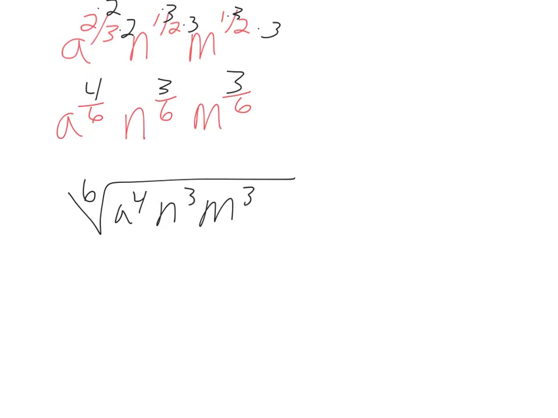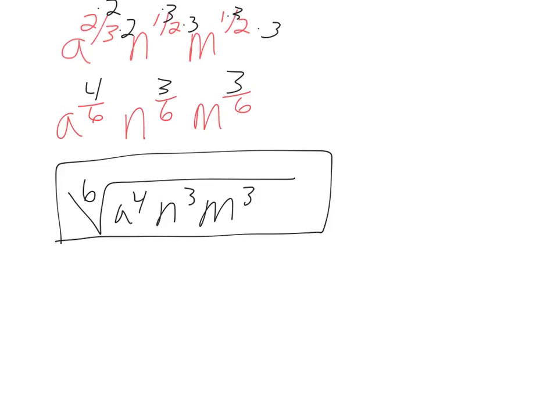And then I ask myself, how many times will 6 go into 4? It doesn't. How many times does 6 go into 3? It doesn't in either one of them, so that would be my answer there. So next we're going to look at one where the index, like the 6 on here, goes into, or is divisible by, one of the exponents underneath the radical sign.